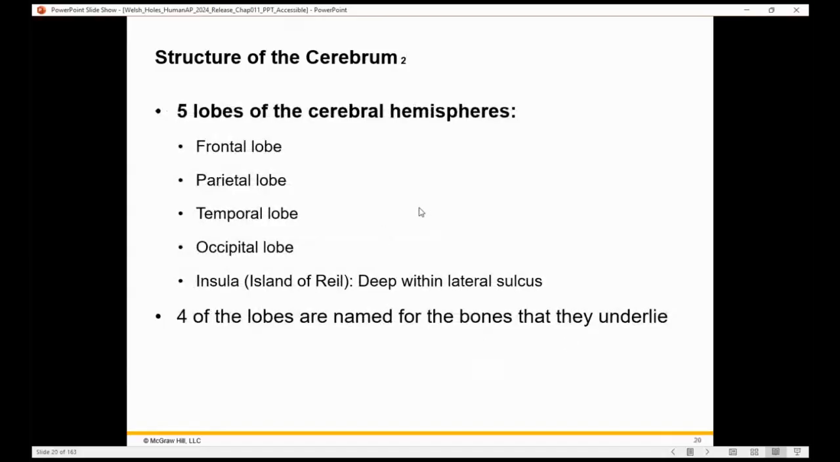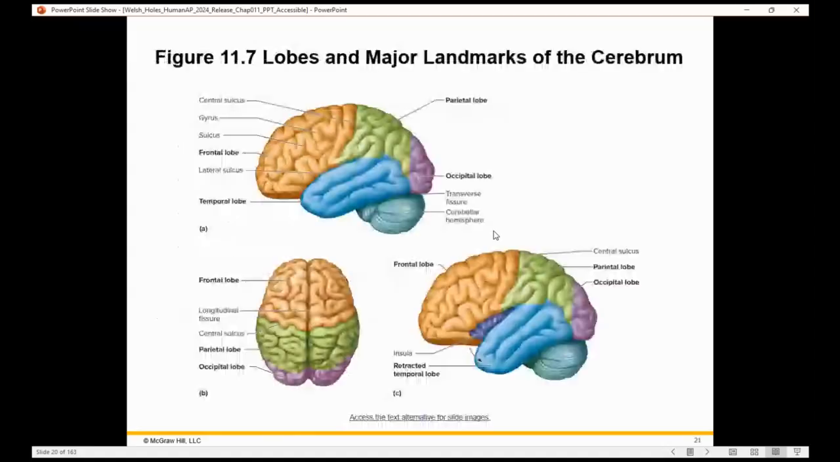There are 5 lobes of the cerebral hemispheres: the frontal, the parietal, the temporal, the occipital, and the insula. The insula is deeper within the lateral sulcus, so you don't see it superficially. So 4 of the lobes are named for the bones that they underlie. And you see that on this figure. Got the frontal lobe, parietal lobe, occipital, and temporal. And then the insula is deeper in.